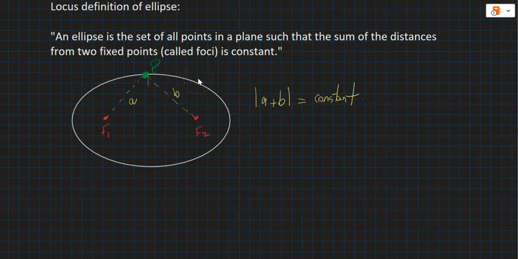Okay, that's the locus definition of an ellipse. Regardless of where this point is, as long as it maintains the rule of keeping the sum of the distances constant, and the way I wrote it here is with the absolute value sign, that means the distance. It's not necessary because distance can never be negative, but in terms of mathematical notation, this is bulletproof, so that's a way to write it. If this is always constant, this generates this shape that we call an ellipse.